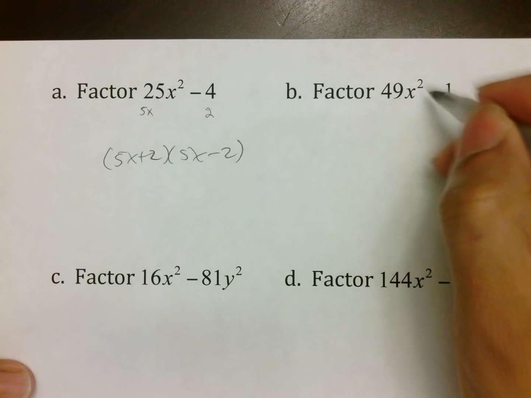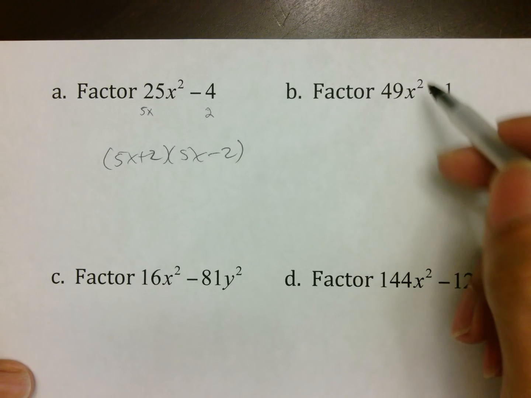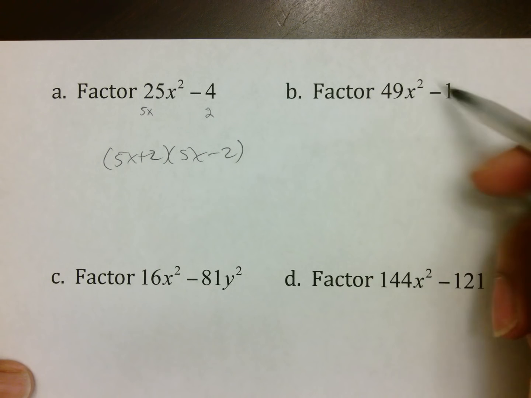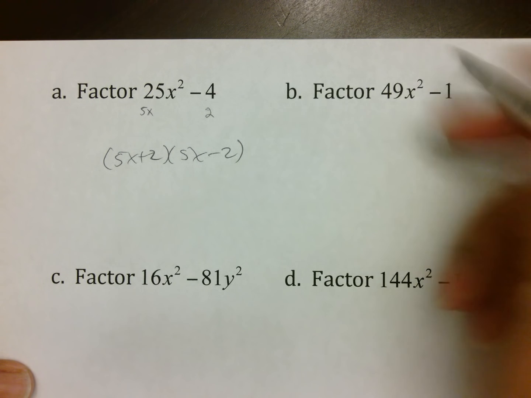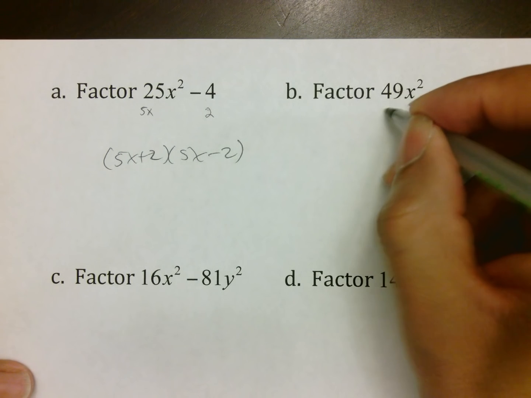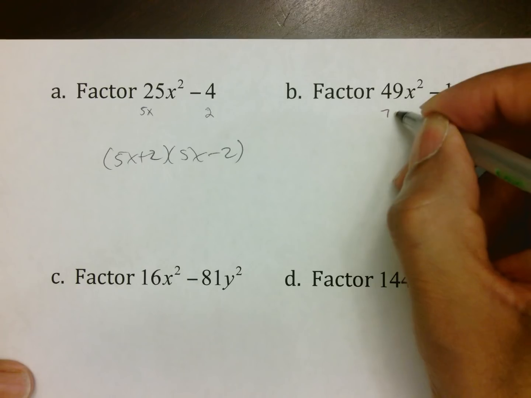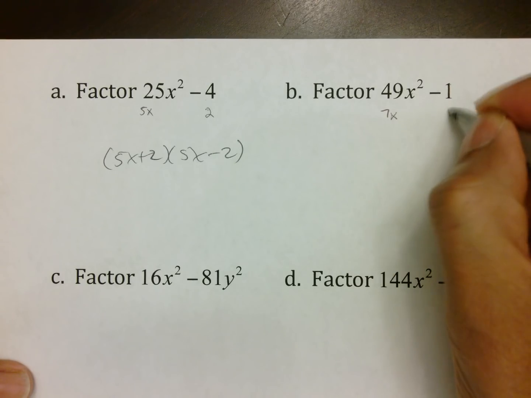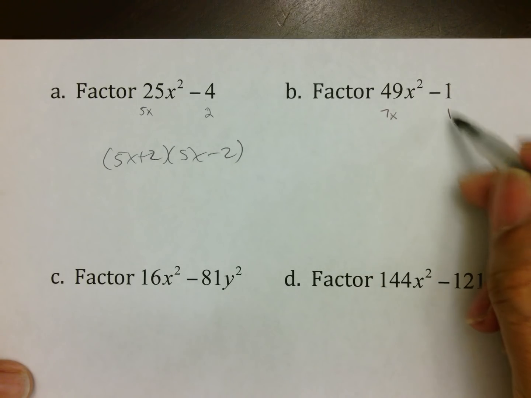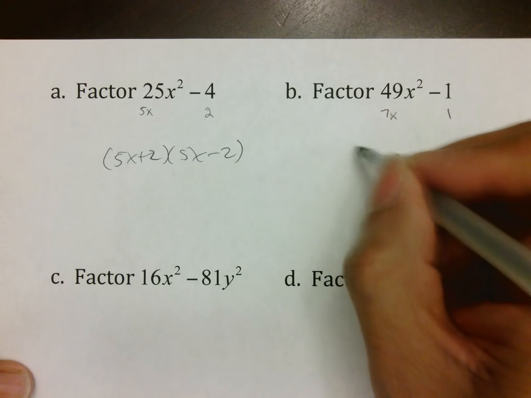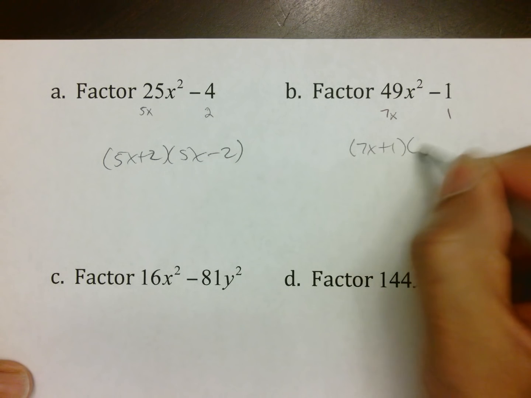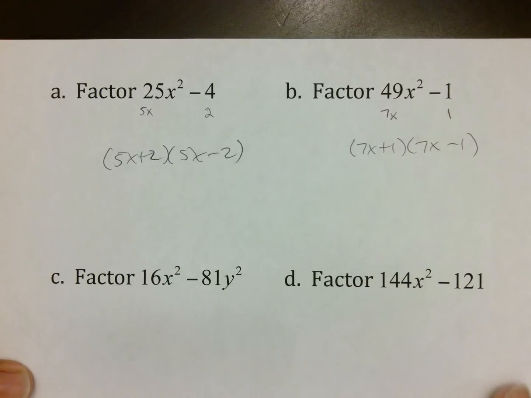Alright? 49x squared minus 1. Again, notice that there's no b there, which means that it follows a pattern that might exist. 49 is a perfect square. Let's just see real fast. 49 is 7 times 7. X squared is x times x. 1 is actually 1 times 1. And again, there is a minus in the middle, which means I can do it, so I'll do 7x plus 1 and 7x minus 1.